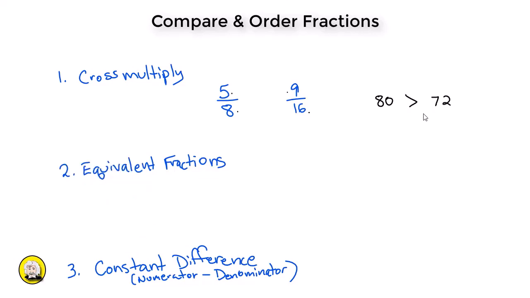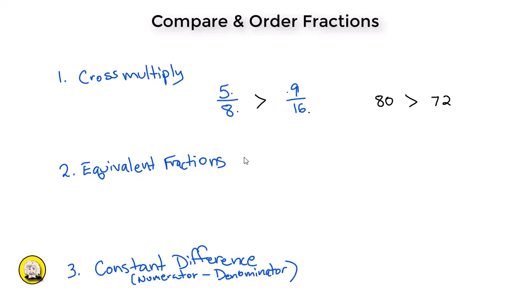80 is greater than 72, so I know my first fraction, the one I use the numerator on in the multiplication, is greater than my second fraction. So that's all fine and wonderful, but if you're ever ordering a series of fractions and you have to do this for each and every fraction, it can be time consuming. It can take a while. So we have a few more tips you might want to learn to help you order and compare your fractions a fair bit more quickly.